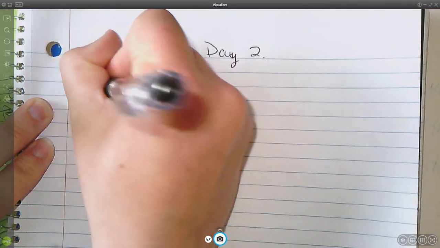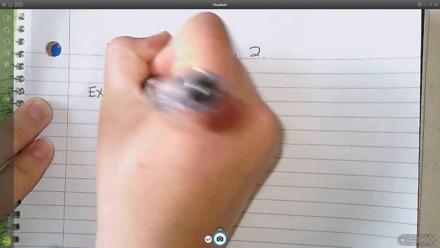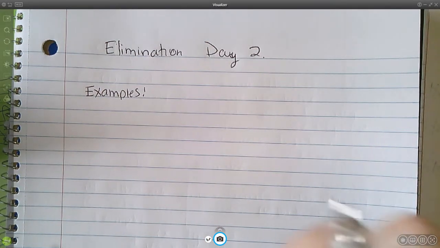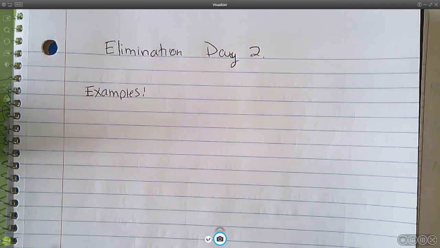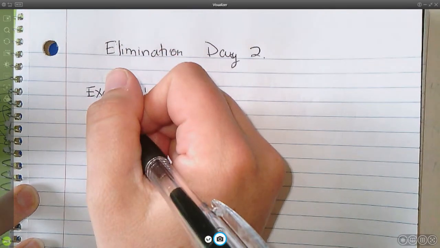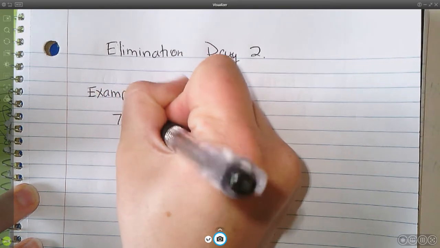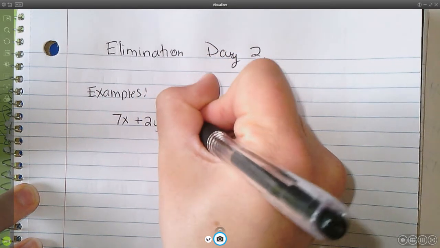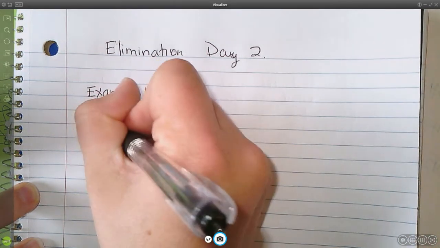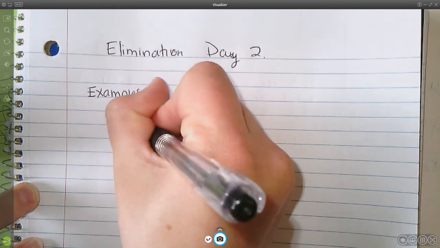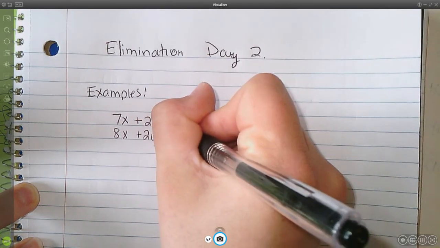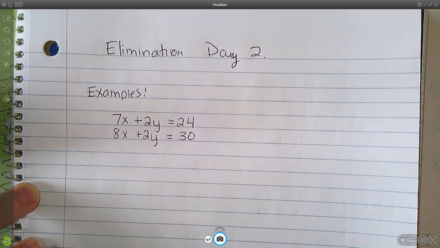I'm just going to start with some examples. Sometimes I think it's the easiest to start that way. So this time, let's start with the following: 7x plus 2y equals 24, and 8x plus 2y equals 30. Give me a second to pull up my steps from yesterday.